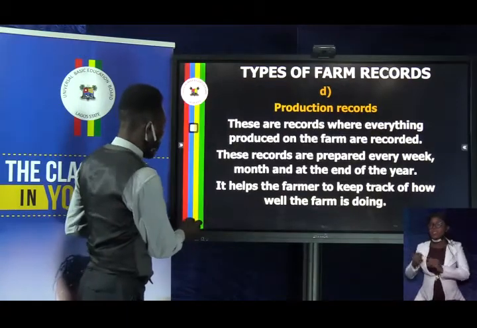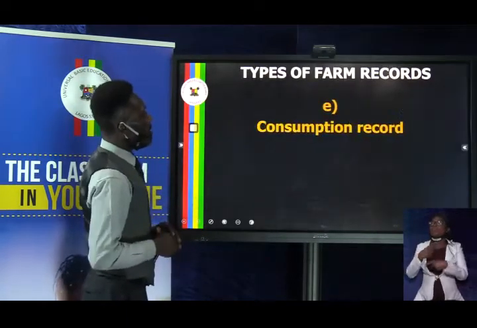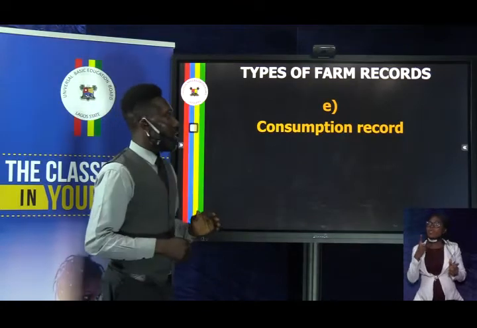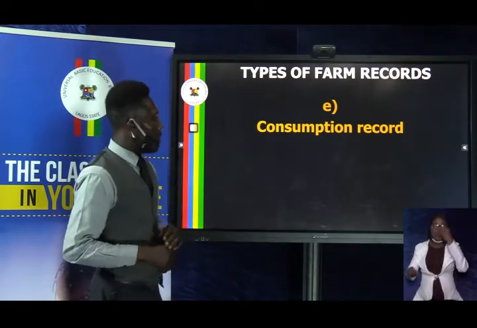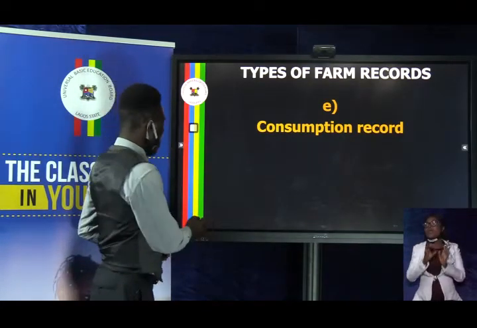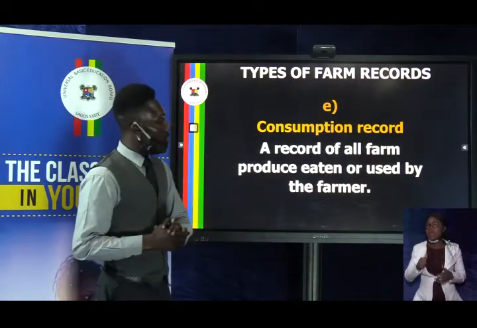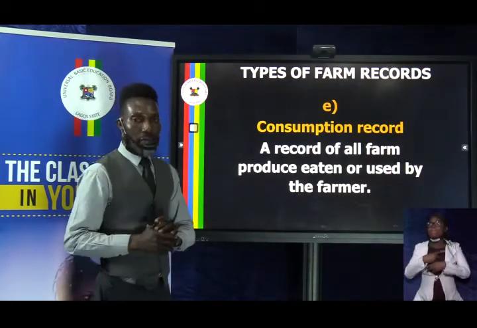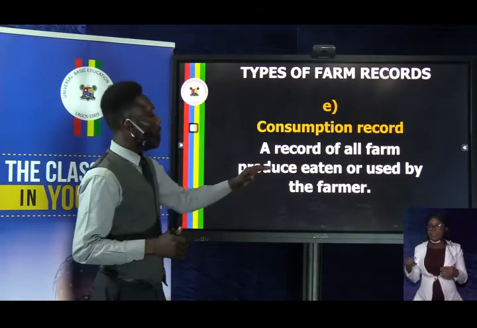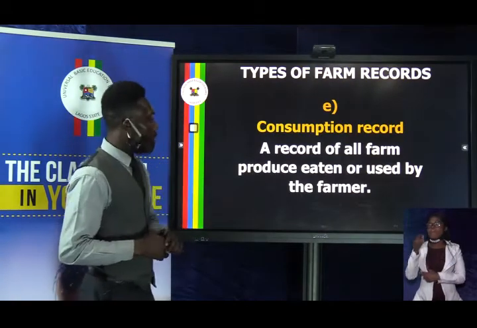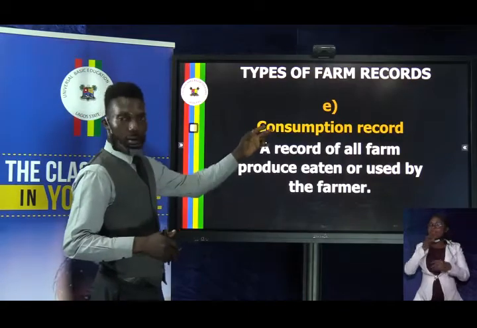Another type of record is the consumption record. Say that, consumption record. What do we use the consumption record for? It's a record of all farm produce eaten or used by the farmer.